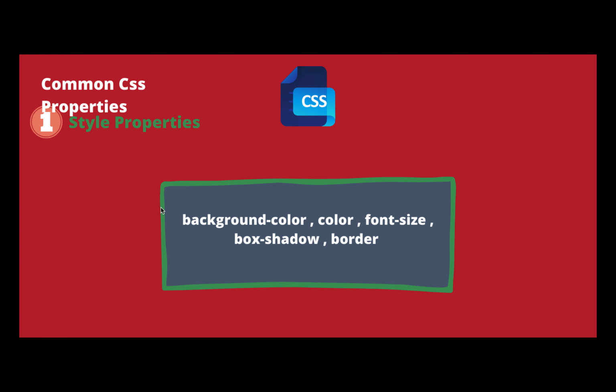And here is the most common one: background color, for changing the color itself, not the background. We have the font size, we have the box shadow and border, and these are literally the names. So you have to keep them in your mind: background color and font size, box shadow and border. These are the stuff that we are going to use daily to change how our HTML tags are looking. All right, so these are the basic ones.